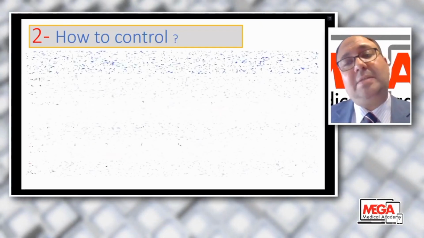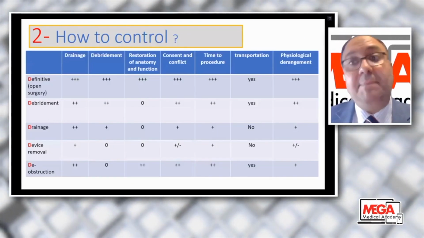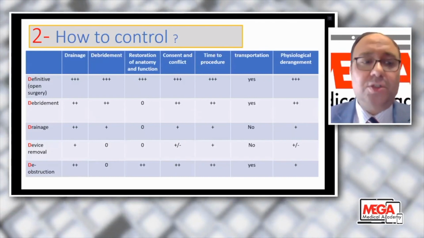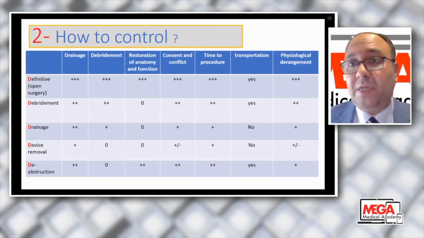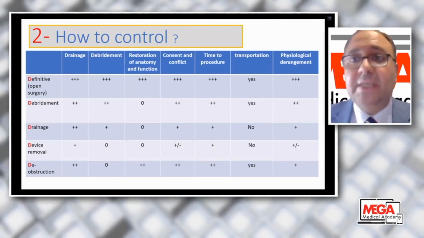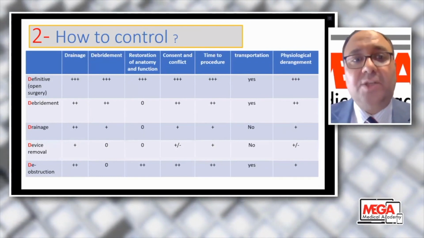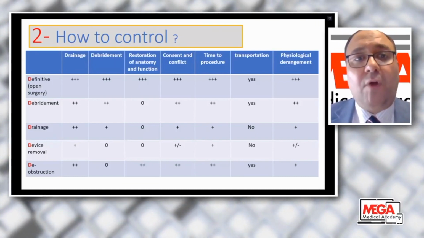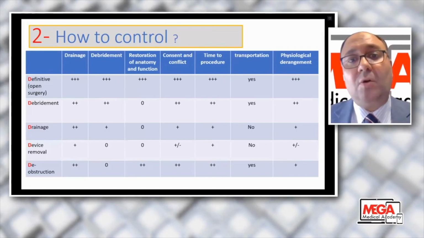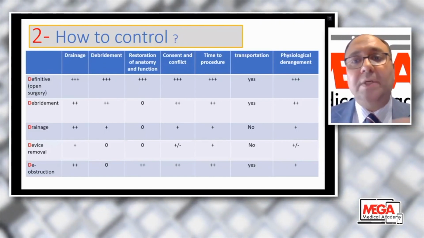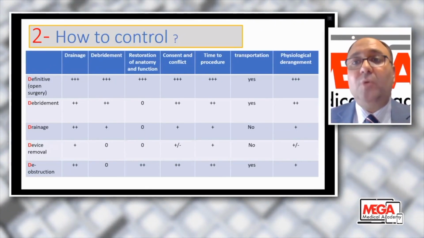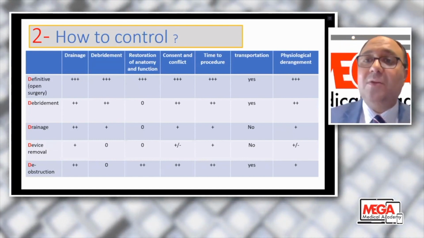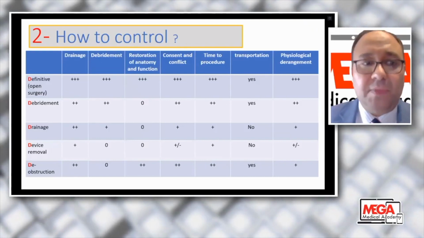The 5 Ds to control the source can be surgery, which is definitive: debridement, drainage, device removal, and deobstruction. The surgery is the most effective as regards drainage, debridement, and restoration of the function. However, we have a lot of conflict related to the consent taken, the time to intervention, the need to transport the patient to the OR, and the physiological derangement and collateral damage related to surgery.